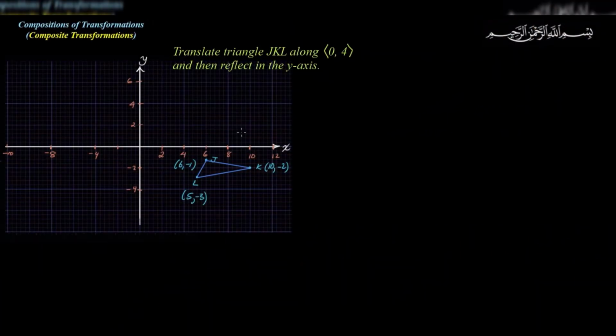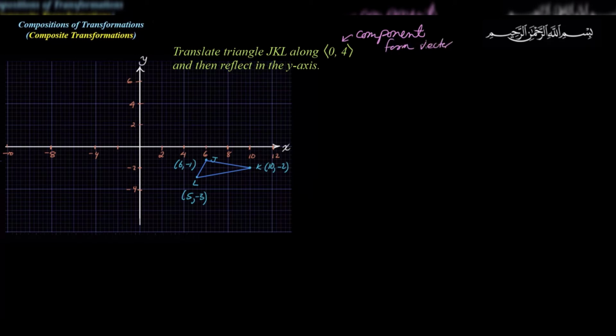Okay, so here's an example from your textbook. Basically, our instructions are to translate triangle JKL. So here's triangle JKL. We are to translate it or slide it or glide it, whichever we like. We're to translate the triangle JKL along this. This is a vector, if you recall, and this is the component form of this particular vector.